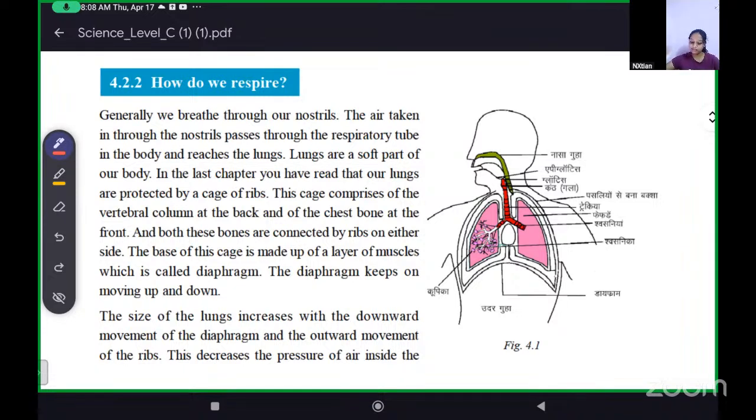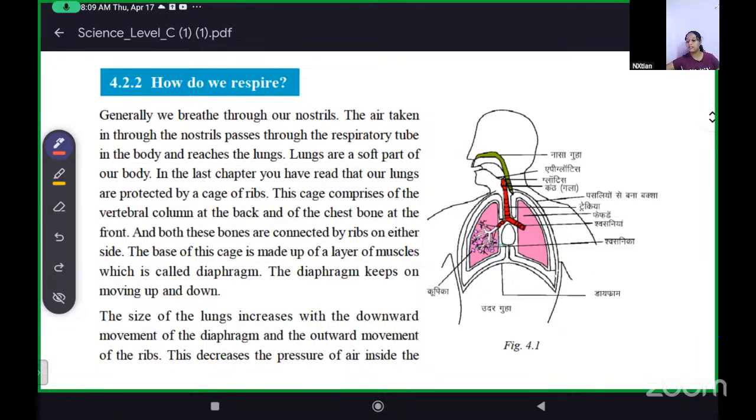Okay. Now, how do we respire? Generally, we breathe through our nostrils. We take in the air through the nostrils and it passes through the respiratory tube in the body and then it reaches the lungs. Lungs are a soft part of our body. Okay, they are protected by a rib cage. This cage comprises a vertebral column at the back and the chest bone at the front.